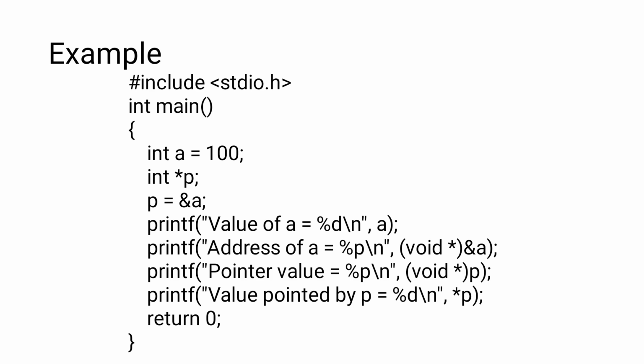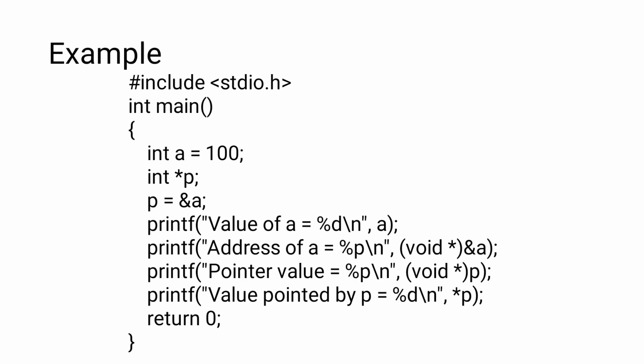So in star p, this pointer, I am going to assign my variable a's address. So p equal to address of a. Now I am going to printf the value of a. In double quotation I have to give whatever I want to display, using the printf statement.